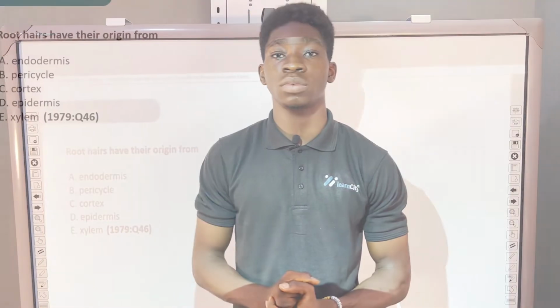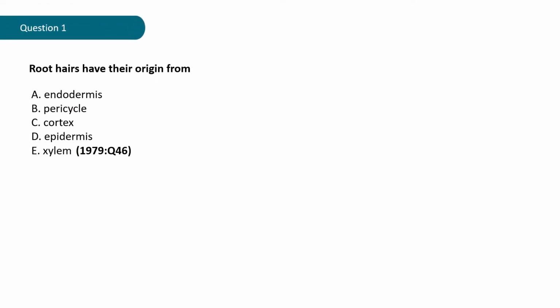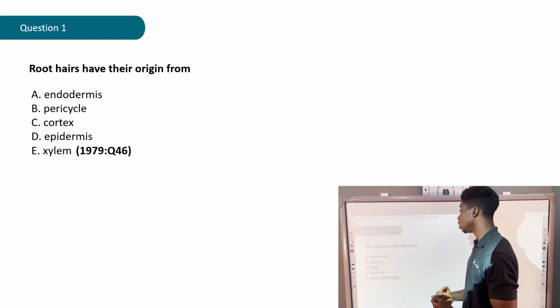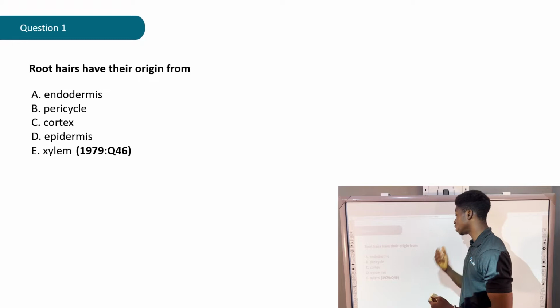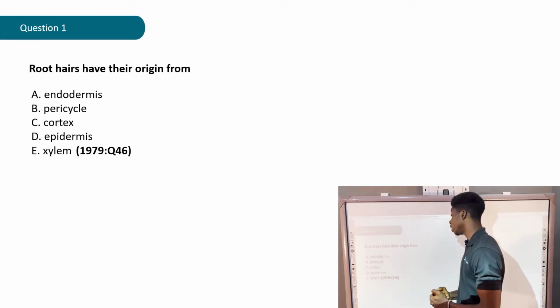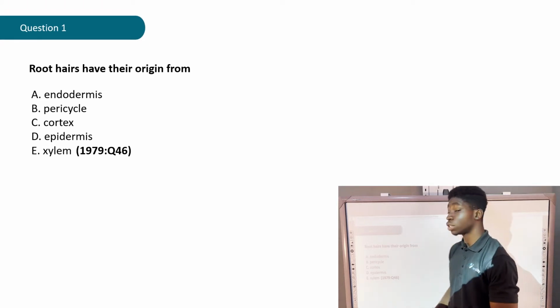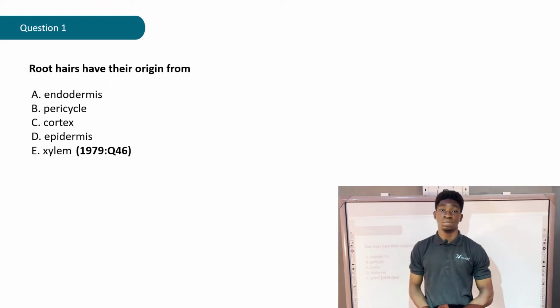Question 1. Root hairs have their origin from A. Endodermis, B. Pericycle, C. Cortex, D. Epidermis, E. Xylem. The question is gotten from the year 1979, question 46. Why not give it a try?